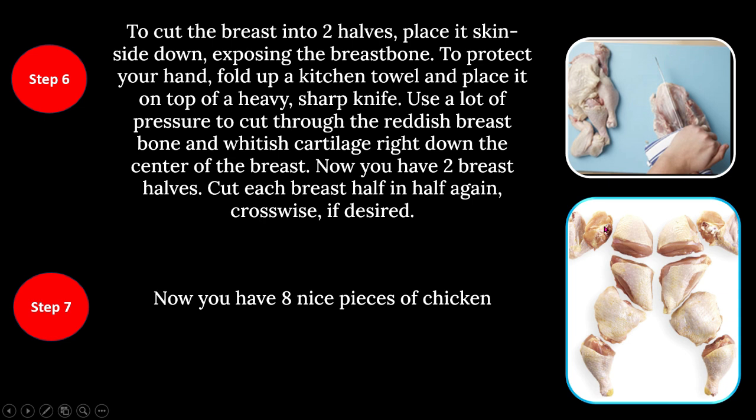Sometimes we don't remove the winglet. Rather we cut the winglet from the second joint. So this is the first joint, this is the second joint. We can trim the winglet from the second joint and let this part be attached with the breast. So in that way, the size of the breast will be a little bigger. So it is totally depending on your purpose. But the basic purpose is that we have cut it into 8 pieces, which we have given the name 8 pieces cut or a saute cut or international cut, from a whole chicken English dressed part.